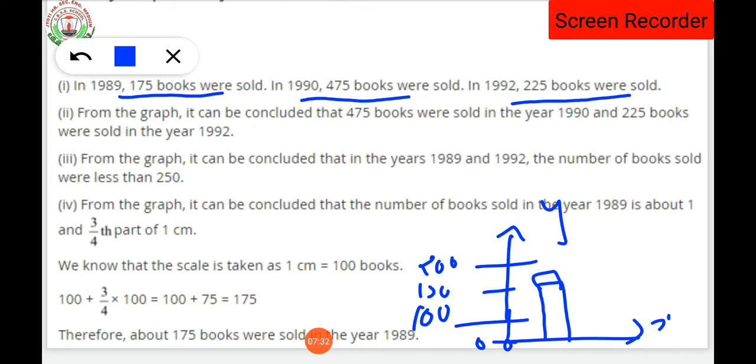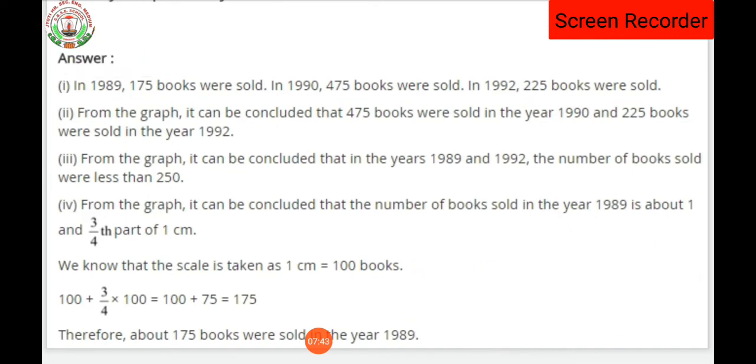So 200, 100 and 150, and the graph is slightly above 150. So slightly above 150, what will it be? It will be 175. That is what is said in the question. That's why it is written that in the year 1989, 175 books were sold. In 1990, 475 books were sold. In 1992, 225 books were sold.